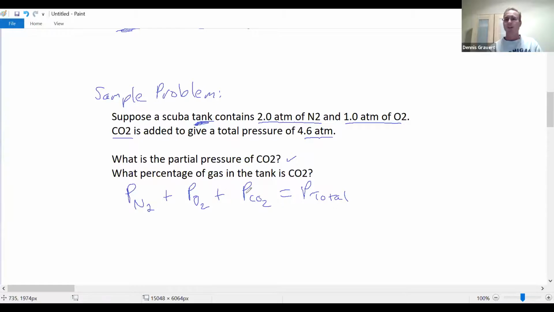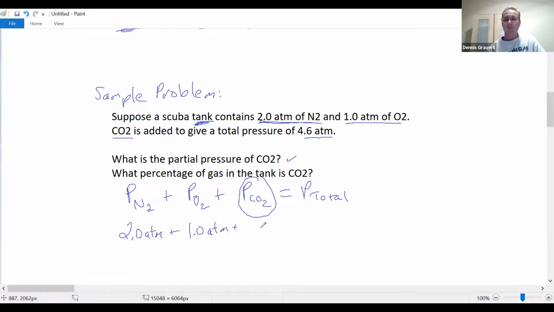There you go. I know it's pretty straightforward. Just need you to memorize it. And then when it says the partial pressure, this is the number that we want. So what are the numbers that we know? Well, we're told there's 2 atmospheres of nitrogen, 1 atmosphere of oxygen.